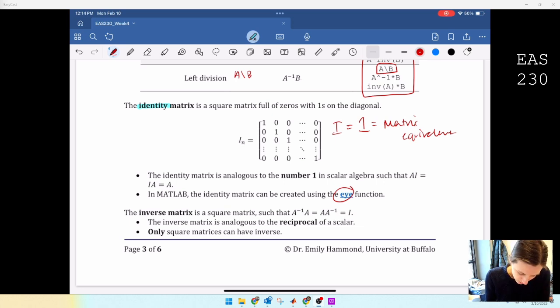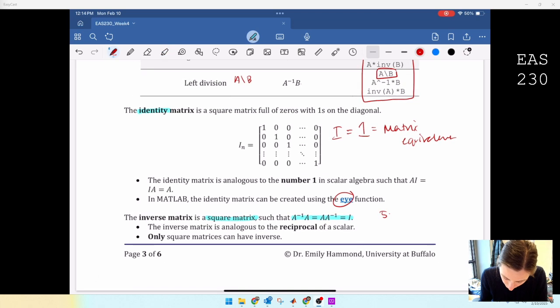The inverse matrix is a square matrix, so we're dealing with square matrices, such that A inverse times A equals A times A inverse equals I. Kind of like saying 5 times its inverse equals 1. Same idea.